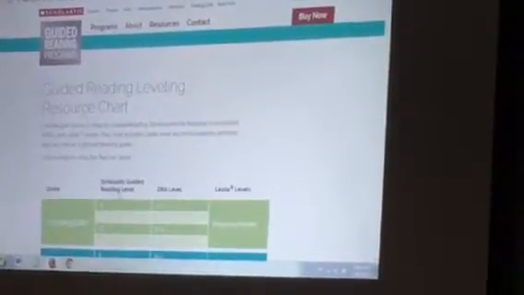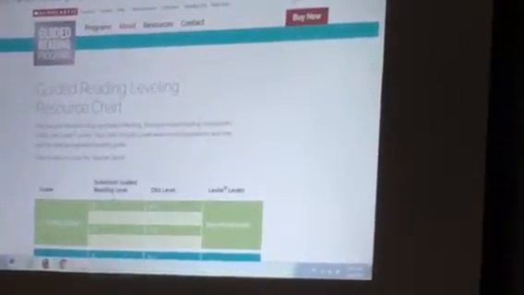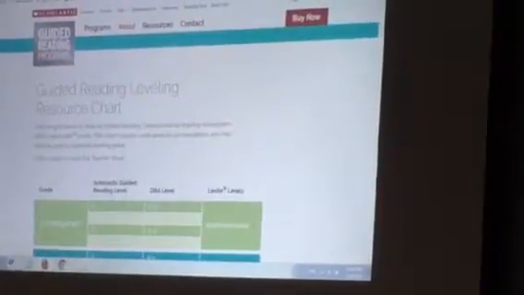Scholastic for their books has adapted their own reading level, and it's done by letters. So if you pull up a Scholastic book and it has the letter A, you know it's a beginning reader. And it moves forward like that.